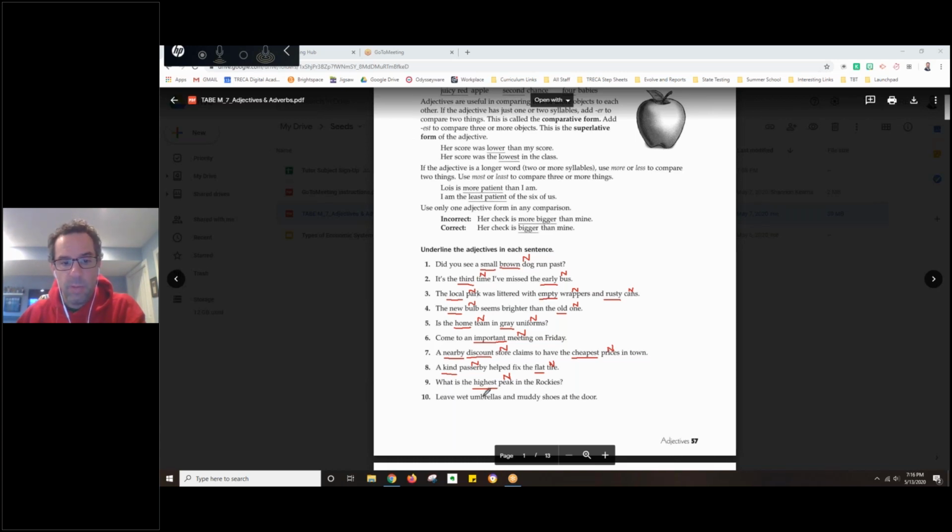Last, number 10, leave wet umbrellas and muddy shoes at the door. So we're going to look for nouns. Umbrellas, shoes, and there are other nouns, right? Door is a noun, but it's not being described, so we don't have to worry about it. We're just looking for nouns that are being described. So what kind of shoes? They're muddy. What kind of umbrellas?